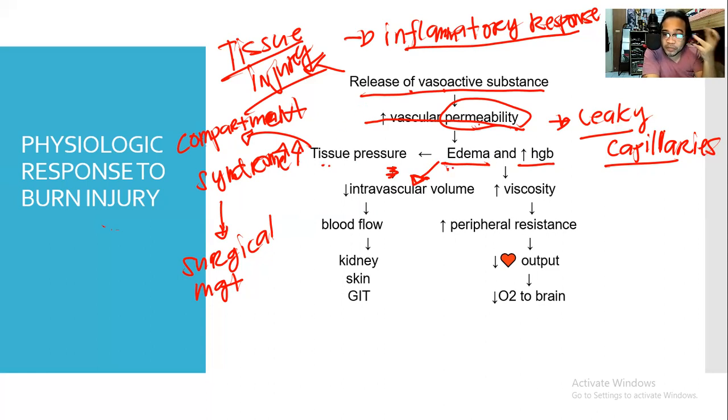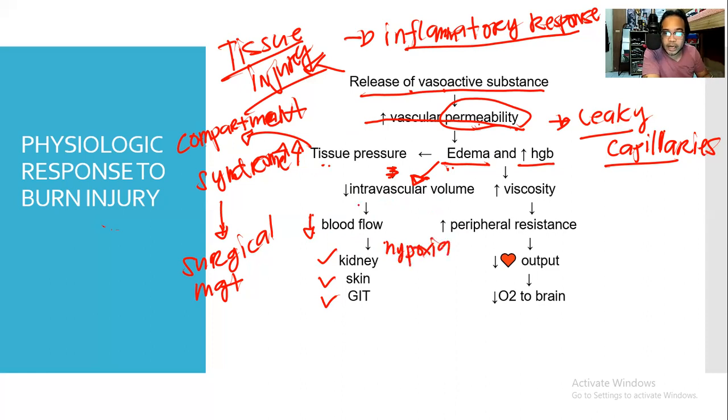third space shifting, di ba? Third space shift. Okay, so from the intravascular going to your extravascular or to your interstitial. So decrease intravascular volume, magkakaroon tayo ng decreased blood flow. Okay, it will become compromised. Decreased blood flow to your kidneys, skin, and your GI tract. Magkakaroon tayo ng hypoxia dito.